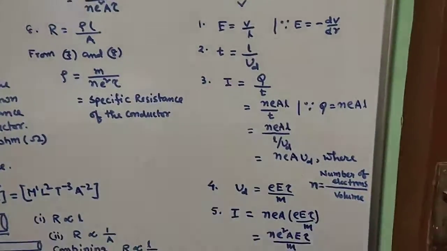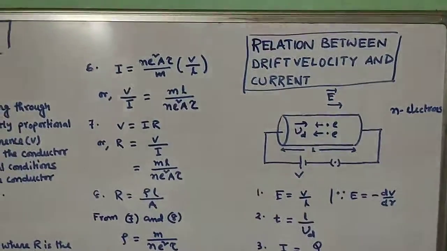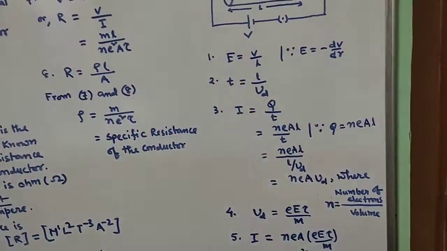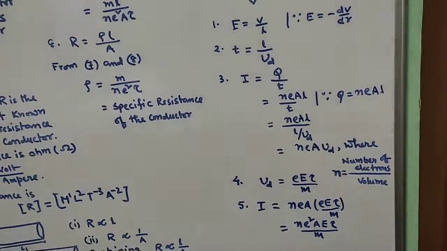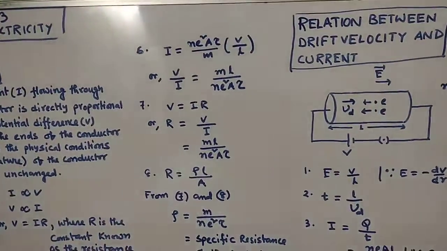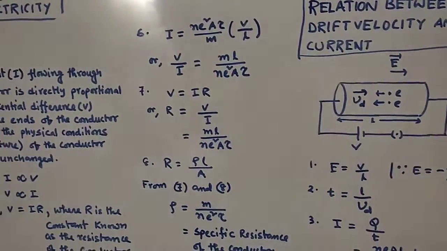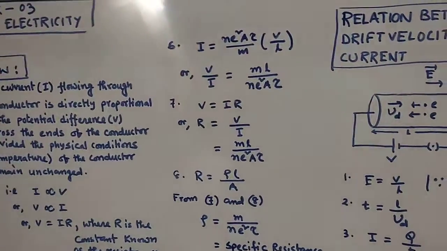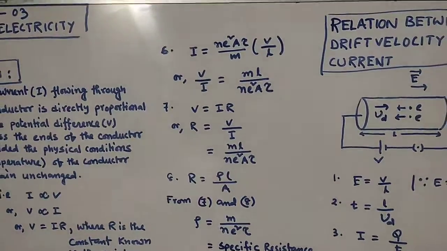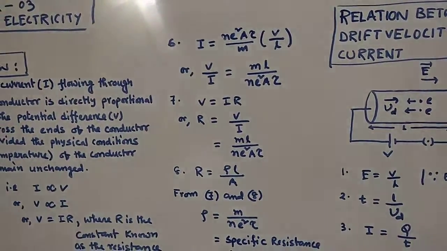Now let me extend this expression further. E equal to V by L is already there, so we are going to substitute V by L in place of E in this expression number 5. So if you substitute E equal to V by L, it comes out to be I equal to ne square Aτ by m into V by L. From here you can find V by I. If I calculate V by I, it comes out to be mL by ne square Aτ.